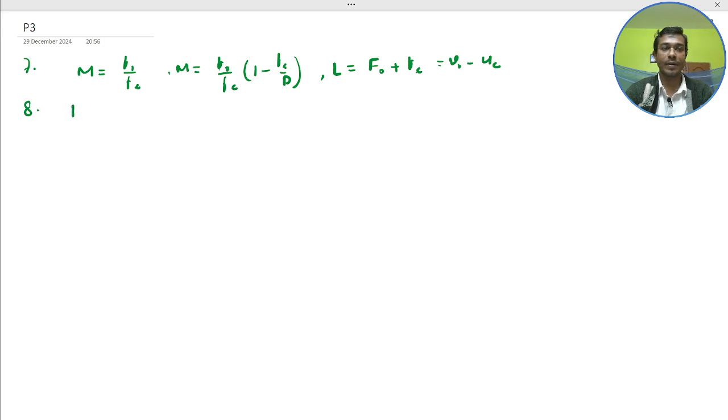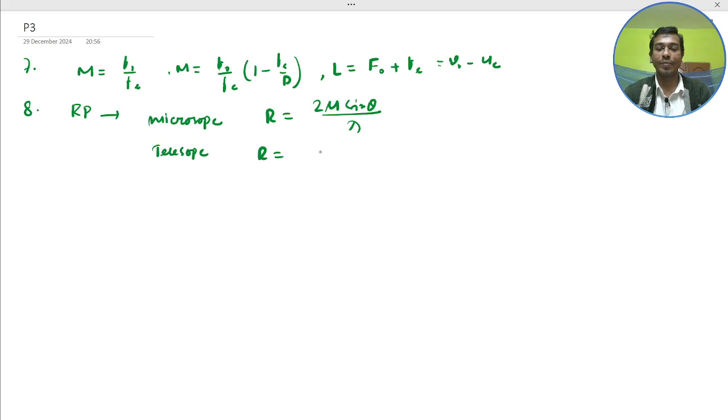The resolving power Rp for a microscope is R equal to 2 mu sin theta divided by lambda, and for the telescope the R would be A by 1.22 lambda, where A would be the diameter.